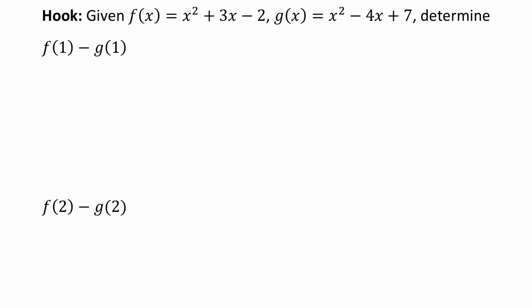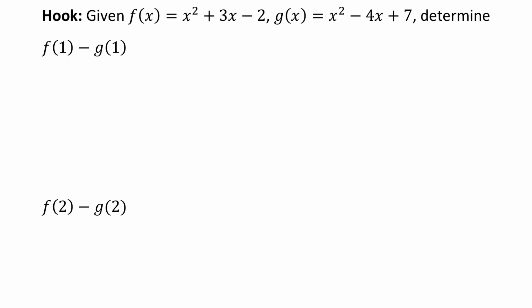Hello. In this video, we're going to continue looking at functions, but we're going to look at functions when you combine them in some interesting ways. So what I want us to do is consider f of x as x squared plus 3x minus 2, and g of x as x squared minus 4x plus 7. And I would like us to determine f of 1 minus g of 1.